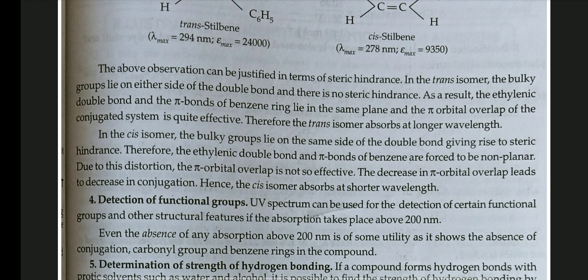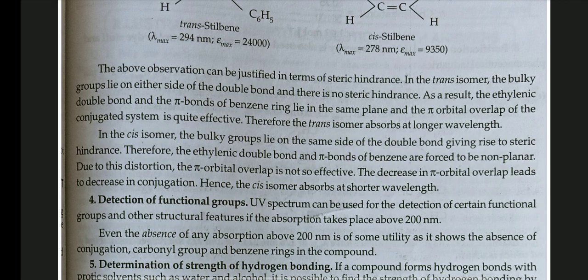Therefore, the trans isomer absorbs at longer wavelength. In the cis isomer, the bulky groups lie on the same side of the double bond, giving rise to steric hindrance. Therefore, the ethylenic double bond and the pi bond of benzene are forced to be non-planar. Due to this distortion, the pi orbital overlap is not so effective. Thus, decrease in pi orbital overlap leads to decrease in conjugation. Hence, the cis isomer absorbs at shorter wavelength.